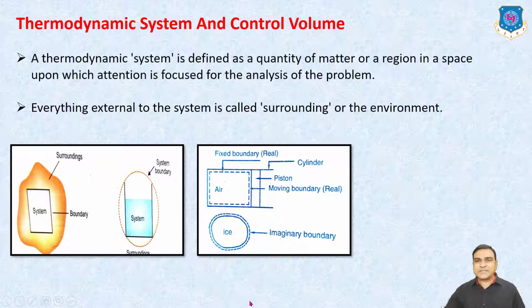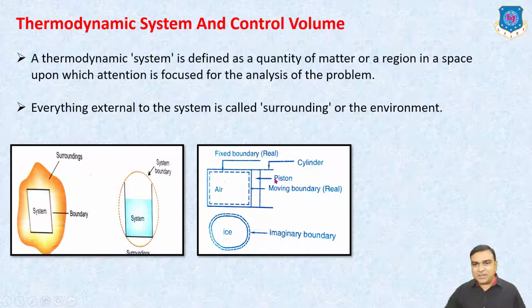Now, thermodynamic system and control volume. A thermodynamic system is defined as a quantity of matter or a region in space upon which attention is focused for the analysis of the problem. Everything external to the system is called the surroundings or the environment. Suppose here there is one system, so outside of the system, that space is known as the surroundings, and the borderline between system and surroundings is known as the boundary.